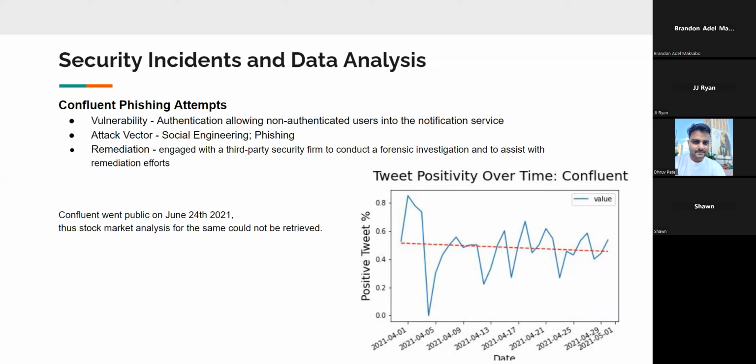Again, Confluent went public after the hack, so we could not retrieve this data. But for tweet positivity over time, you can see the trend was slightly downward.